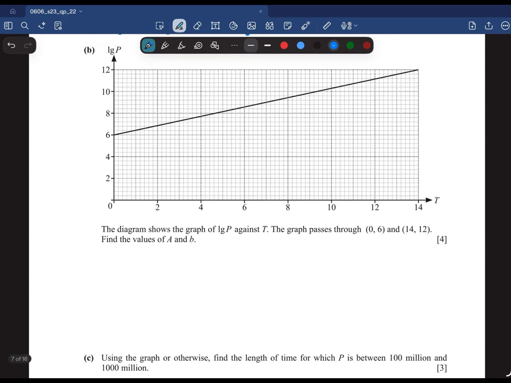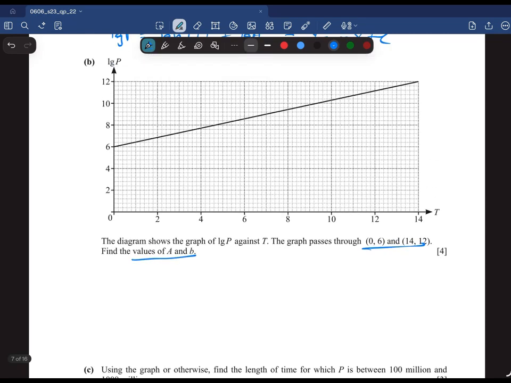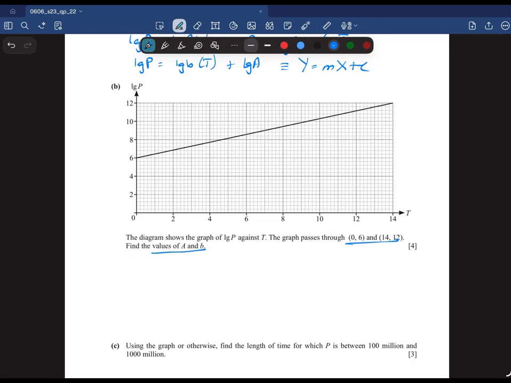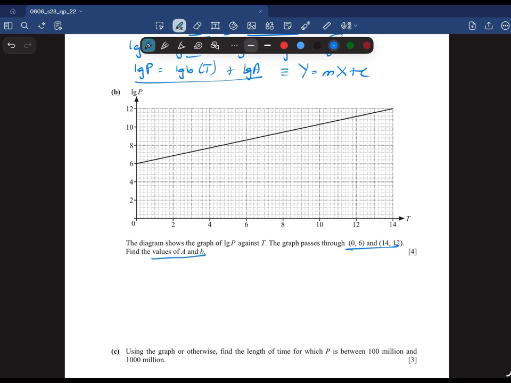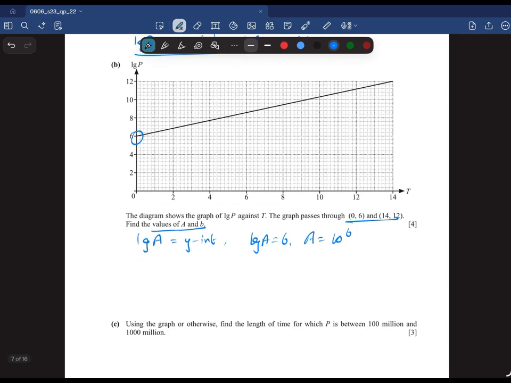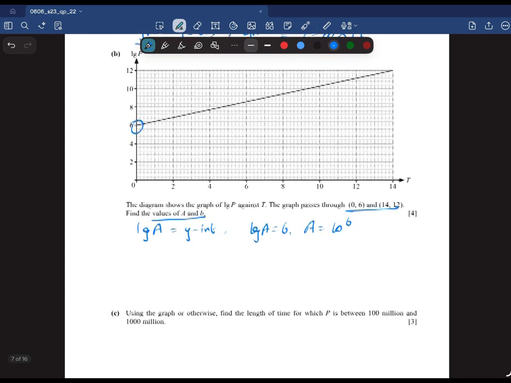Moving on, we have this particular graph and we have to find the values of a and b. The graph shows values of lg p. All right, it has given us some coordinates. Now when you look at the equation I formed above, lg a is basically equal to the y-intercept, which here is 6. So lg a is equal to 6. a would be equal to 10 to the power 6. There you go. Moving on, lg b is equal to the gradient.